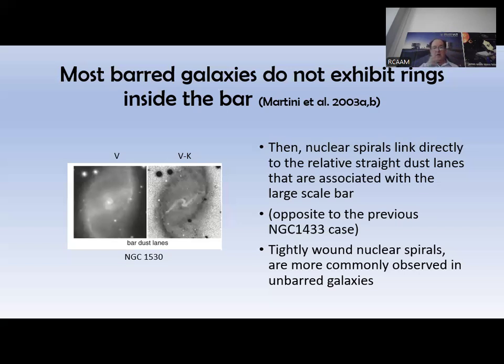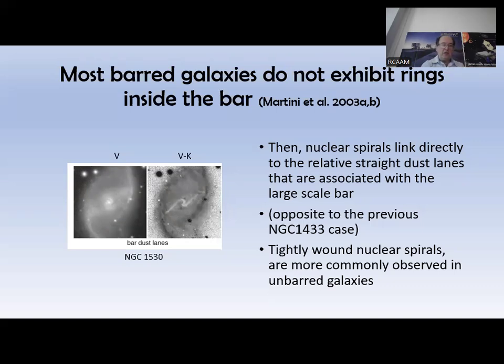One very extended study was by Martini et al. in 2 papers back in 2003. And they claim, obviously the opposite to the previous case that we have seen, that their statistics show that in most cases the nuclear spirals or whatever it is inside the ring link directly to the relative straight dust lane shocks that are associated with a large scale bar, this kind of straight lines that I have shown you before. And here is an example of what they claim.